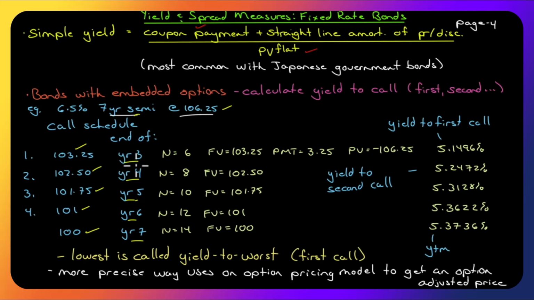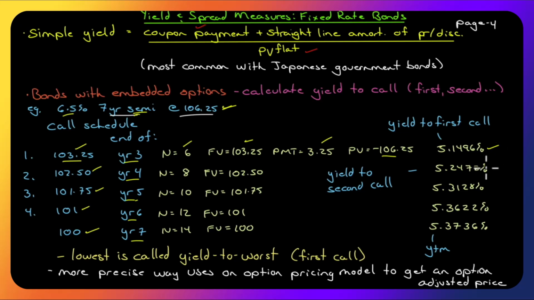It's fairly simple. If it's called at the end of year 3, this is really just a 3-year bond. So our N is 6. What's our future value going to be? Not 100. It'll be called at 103.25. Payment is 3.25 because it's a 6.5% semi. And PV is what we pay now, 106.25. We get 5.1496%. That is referred to as yield to first call.